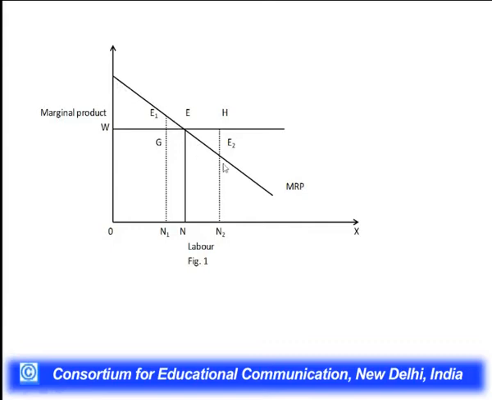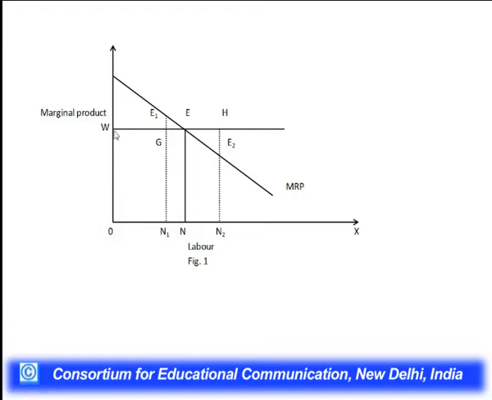In figure 1, labor is depicted on the x-axis and marginal product of labor is shown on the y-axis. Marginal revenue productivity is declining because there is the law of diminishing returns. As we are employing more and more labor, marginal revenue productivity goes on declining. And OW is the wage rate, which is determined in the industry, and every firm has to pay this wage rate. So on the basis of this wage rate, a firm has to decide how many units of labor will be employed.